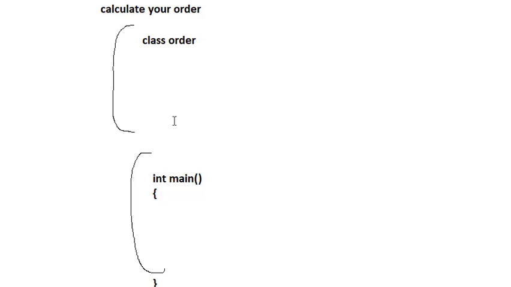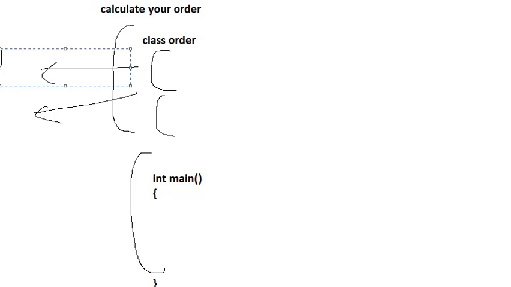Okay. Now this class order, we're dividing into two sections according to the access specifiers, and we will divide the second section again according to access specifiers. And what are access specifiers? Access specifiers are private, protected, and public.